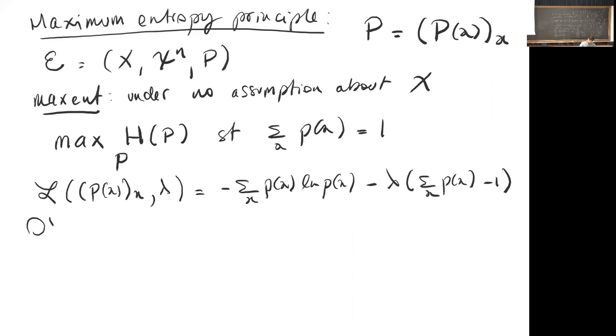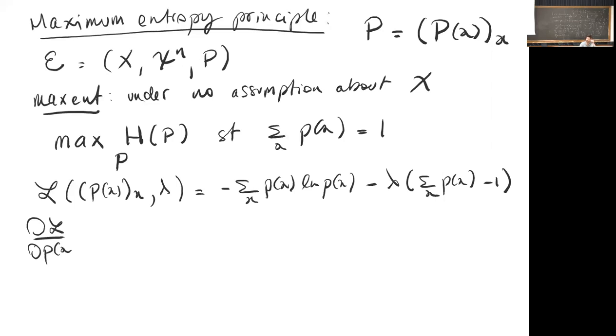Now, I look at the partial derivative with respect to what? Not lambda, because we will equate it to 0 and just recover the constraint, so we don't need to take that partial derivative. With respect to P of x. The parameters are these probabilities P of x, all the probabilities from 1 to n.